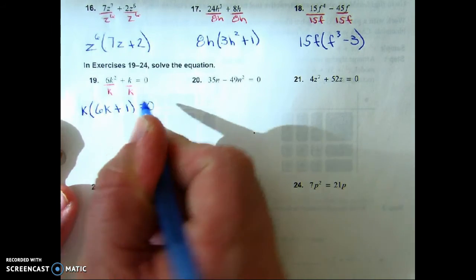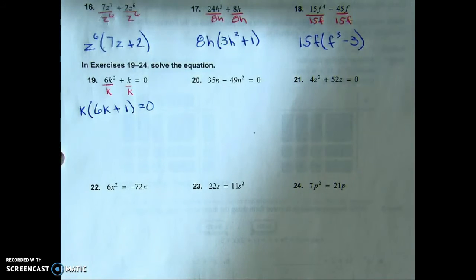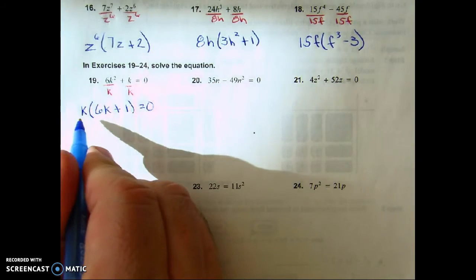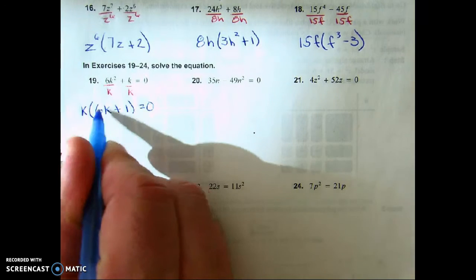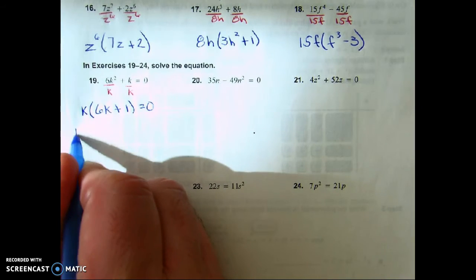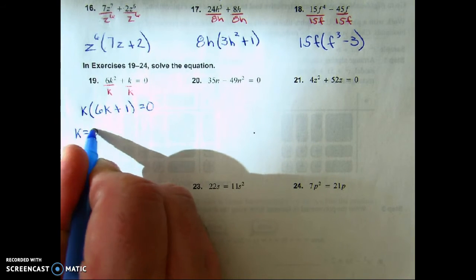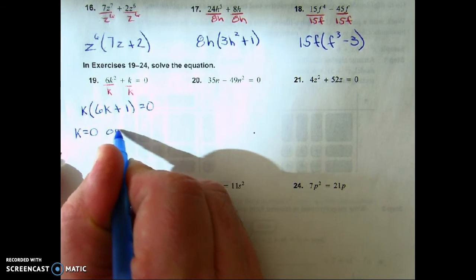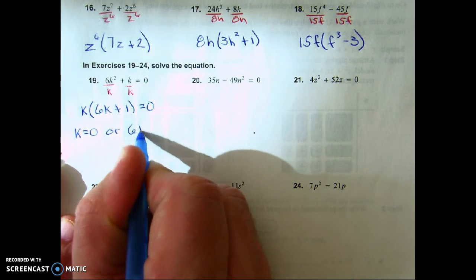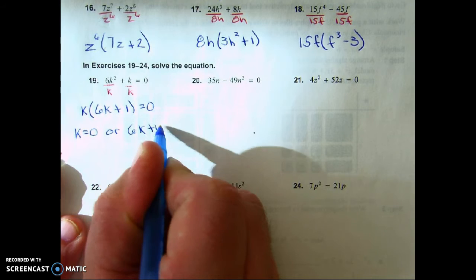So that equals 0. Now I'm going to do the zero product property. So that means either this term is 0 or this term is 0. So I get one of them right away. K equals 0. I'm done with that part. But then on the other side, I have to say 6k plus 1 equals 0.